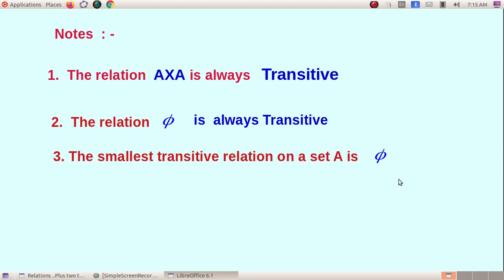Today we have discussed three types of relations: reflexive relation, symmetric relation and transitive relation. What is a reflexive relation? (a,a) belongs to R for every a in A. And what is a symmetric relation? (a,b) belongs to R implies (b,a) belongs to R. And what is a transitive relation? Whenever (a,b) and (b,c) belong to R, then (a,c) must be in R.